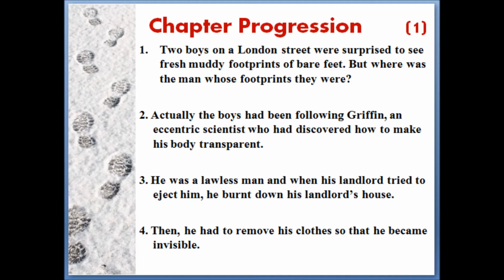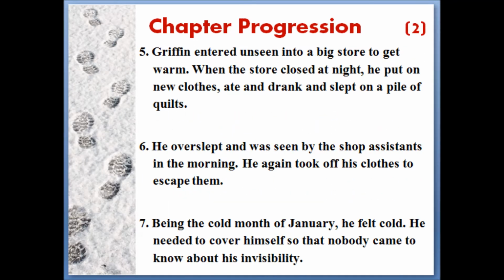Griffin entered unseen into a big store to get warm. When the store closed at night, he put on new clothes, ate and drank, and slept on a pile of quilts. He overslept and was seen by the shop assistants in the morning. He again took off his clothes to escape them. Being the cold month of January, he felt cold. He needed to cover himself so that nobody came to know about his invisibility.